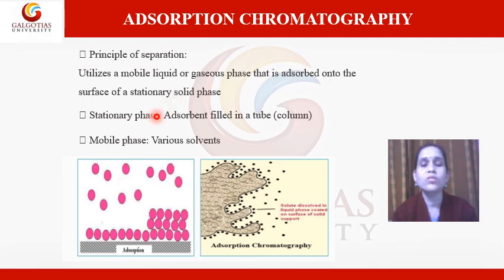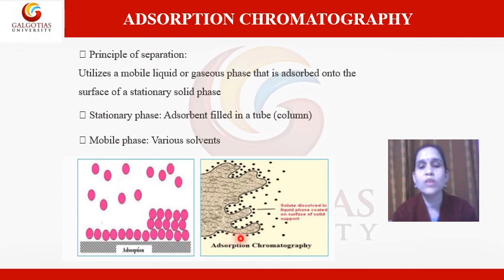Then what is the stationary phase here? In the stationary phase, the material is adsorbed or filled in a tube. That means in column chromatography, we take silica gel and fill a bed of silica gel of a definite length in a column. Then for the mobile phase we use various solvents. Suppose it is a column, we will use the stationary bed of silica gel. When we add the compound, there is adsorption of the compound on the surface of this silica gel bed.